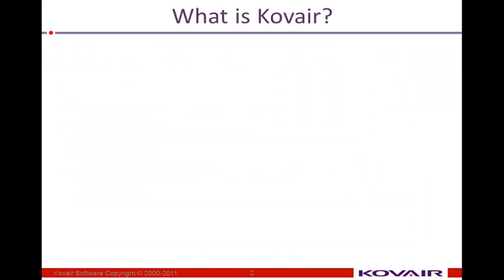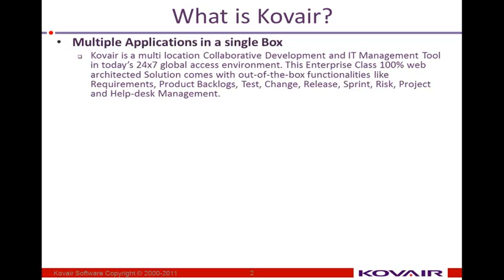Let me start with the question, what is Kovair? One way to look at Kovair is it is a box of multiple different applications, both in the areas of Application Lifecycle Management or ALM and IT Service Management or ITSM. In the ALM side, we have the implementation of more traditional methodologies like iterative, waterfall, phase gate, etc. Also, we have the implementation of agile methodology like Scrum.